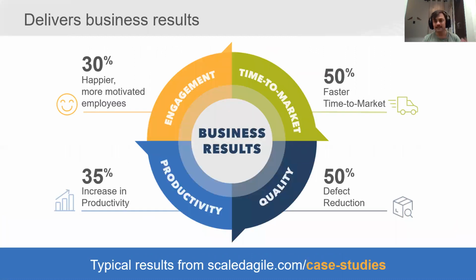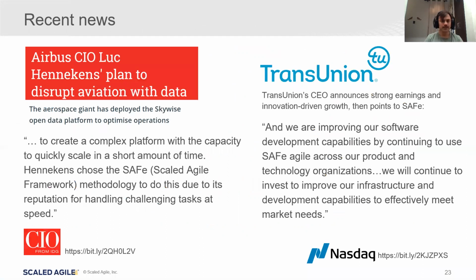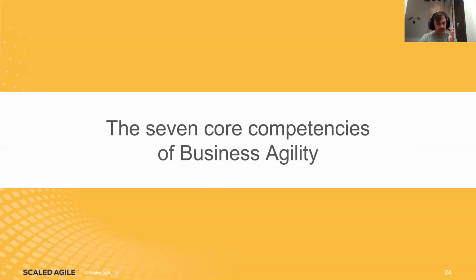Before going there, there are a good number of case studies. You can check scaledagile.com/case-studies and find out how Scaled Agile is helping organizations improve their business agility. There are enough references you can get in detail, and these are insightful case studies. So let me go forward and start talking about the seven core competencies of business agility.